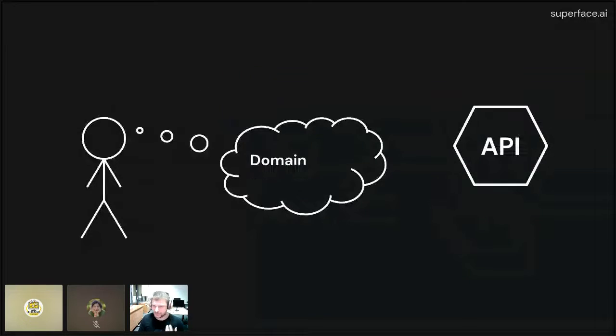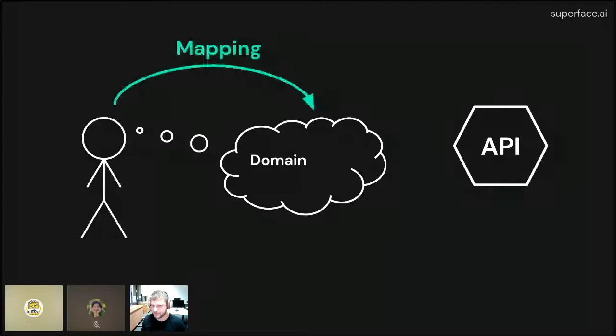So as developers, we have to do a lot of mapping when integrating an API. First, we need to understand the concepts and the domain of the API, and then we need to translate our use case to specific API calls.